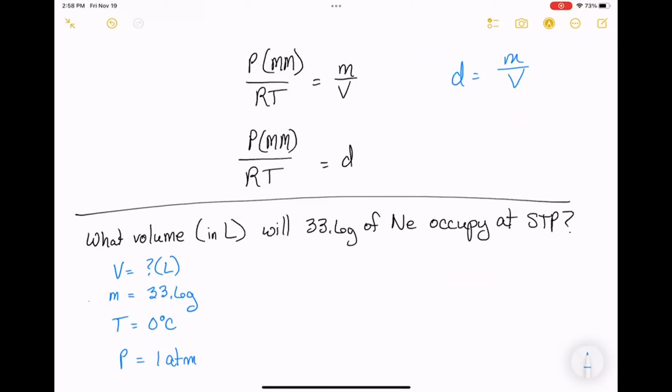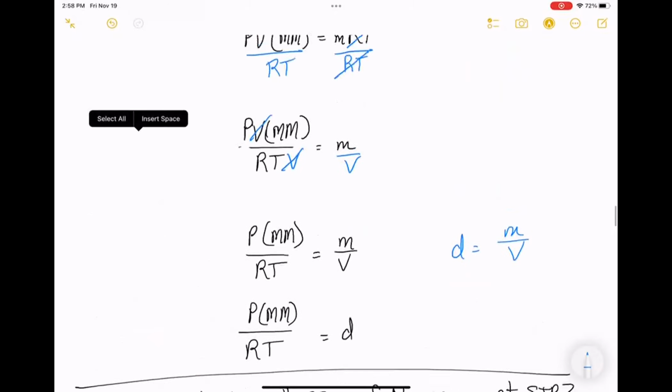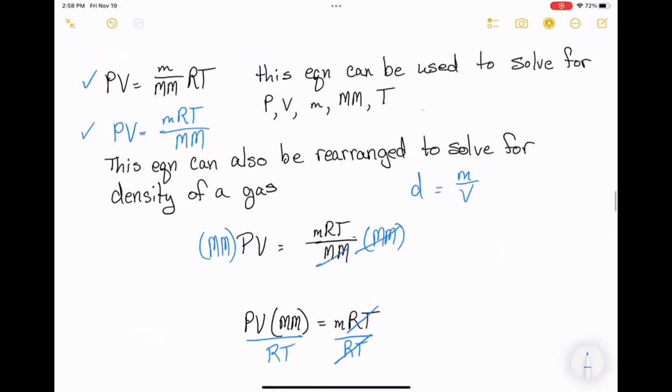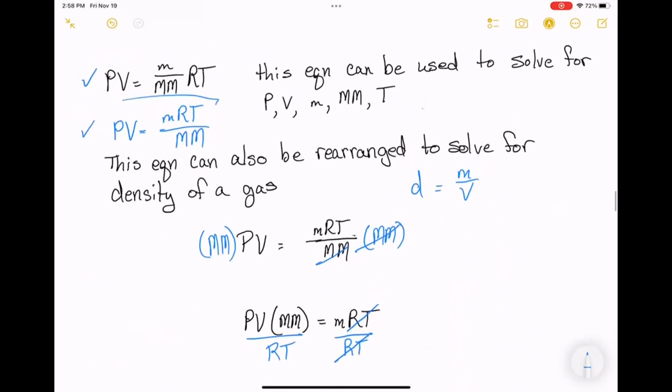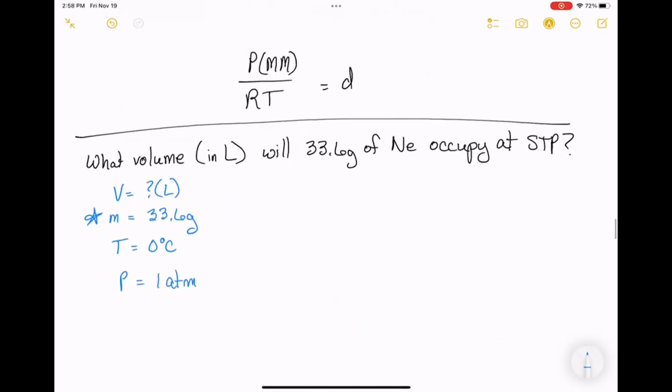Now, folks, anytime I see a mass, I'm going to think of one of two things. I'm either going to think of this equation, or I'm going to think I'm going to have to do some stoichiometry. One of the two. In this case, it's that equation. So it'd be PV is equal to mRT over the molar mass.